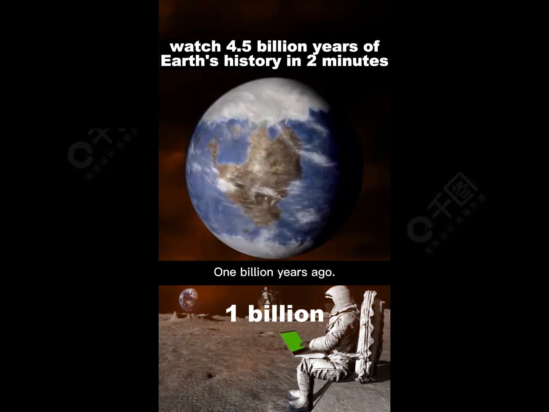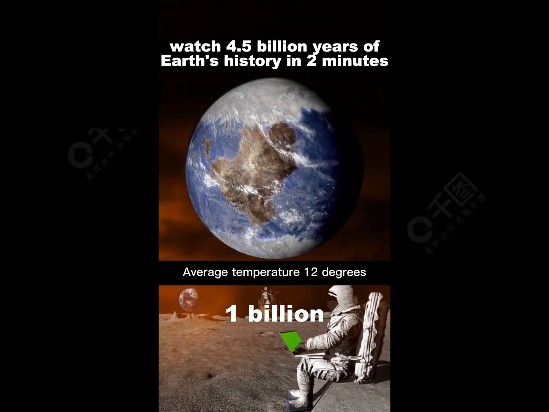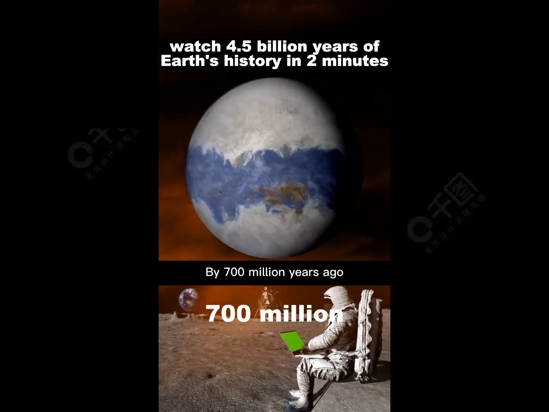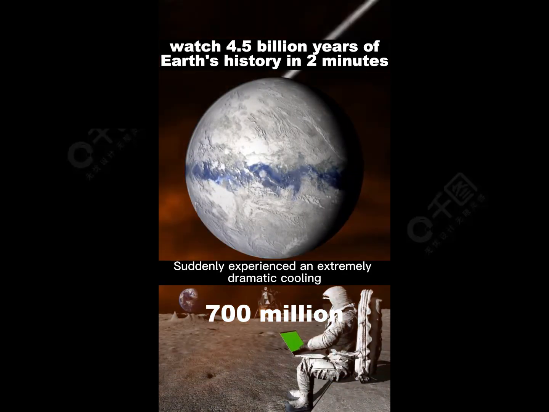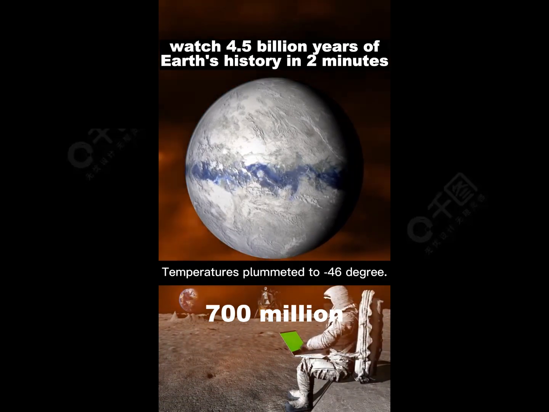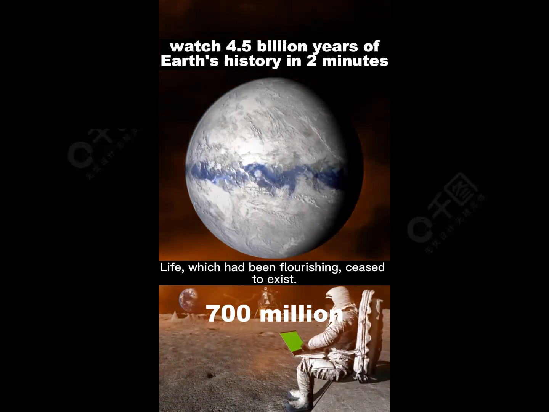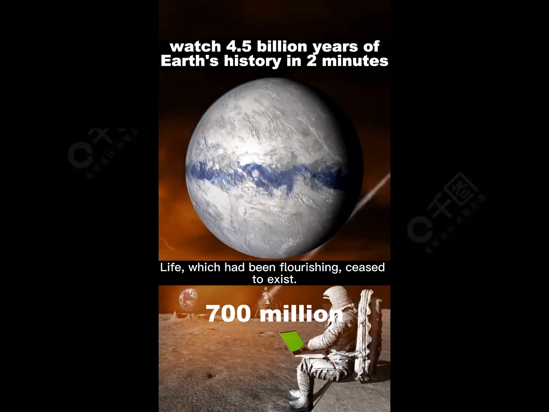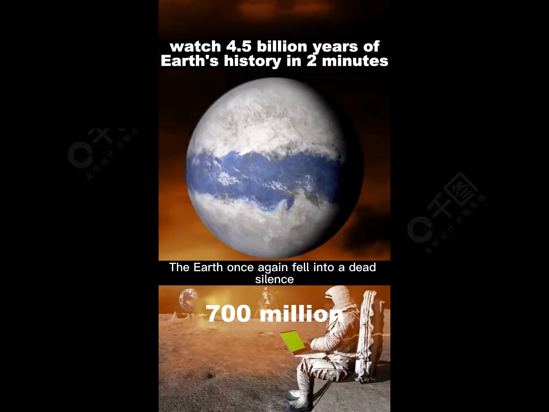1 billion years ago, the Rodinia supercontinent was formed. Average temperature 12 degrees. By 700 million years ago, the entire planet suddenly experienced an extremely dramatic cooling. Temperatures plummeted to minus 46 degrees. Life, which had been flourishing, ceased to exist. The Earth once again fell into a dead silence.